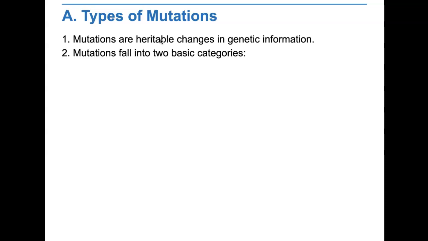Now and then cells make mistakes in copying their own DNA. An incorrect base is inserted, or a base is skipped during transcription. These variations are called mutations, from the Latin word mutere, meaning to change. Mutations are heritable changes in genetic information. Mutations can involve changes in the sequence of nucleotides in DNA or changes in the number or structure of chromosomes.